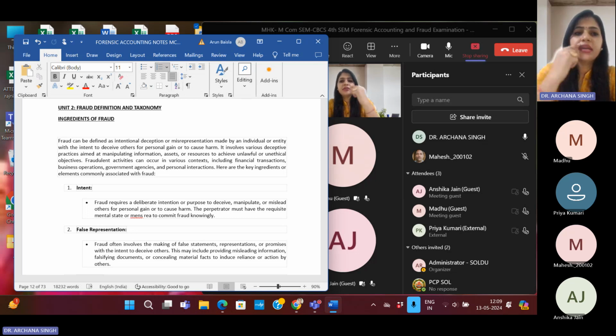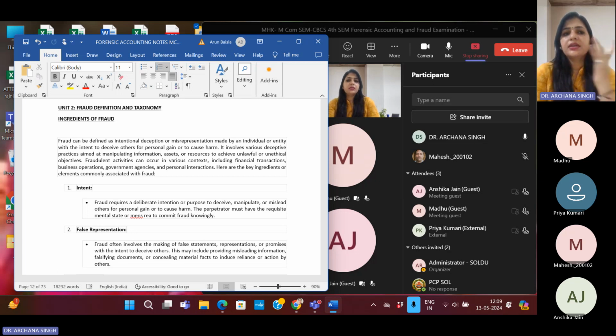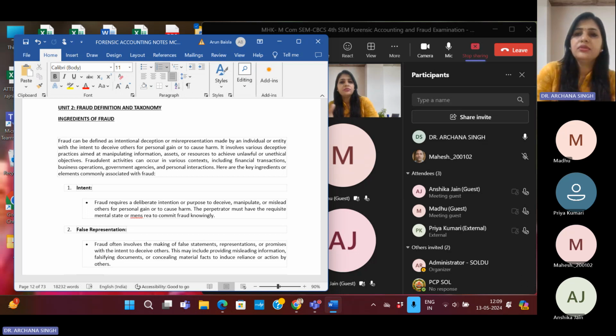So, fraud can be defined as an intentional deception or misrepresentation made by an individual or entity with the objective to deceive others for their personal gain and to cause harm. It involves deceptive practices aiming to manipulate information, assets, and resources so that they can achieve an unethical objective. Okay, it can occur in various contexts which may include manipulating financial transactions, wrongful business operations, defrauding government agencies, and personal interactions.